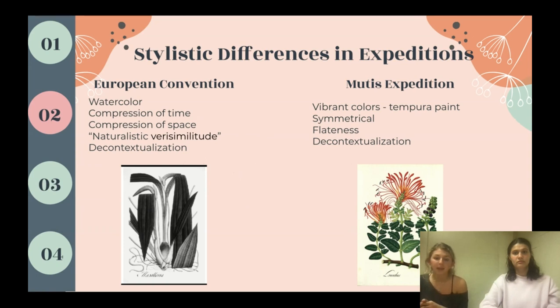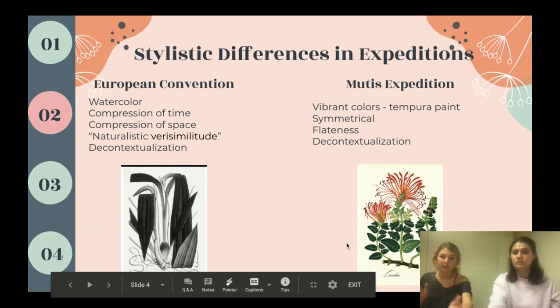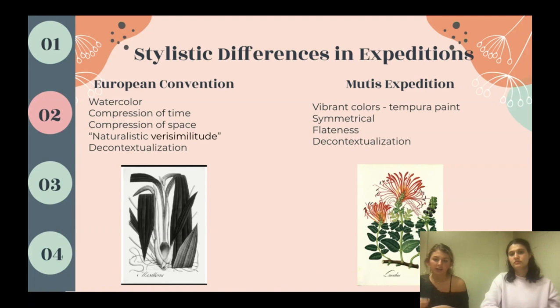And in contrast to this, we see this Mutis expedition style, which includes tempera paint and these really vibrant colors. Often a very symmetrical painting, both on the x-axis and on the y-axis. You can see that here, both equal sides of the plant. And this sense of flatness, very little to no shading, very little three-dimensionality. And a common thread between both of these styles is this decontextualization of the plant, which basically means it's taken out of nature and placed upon this white background.